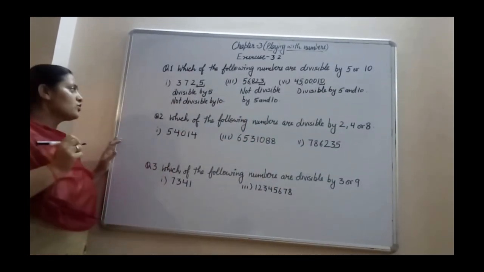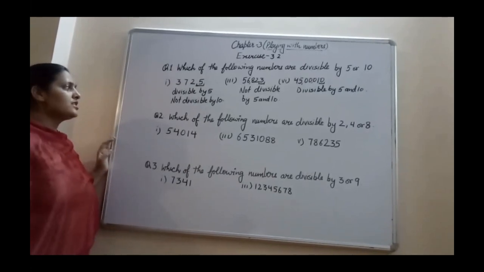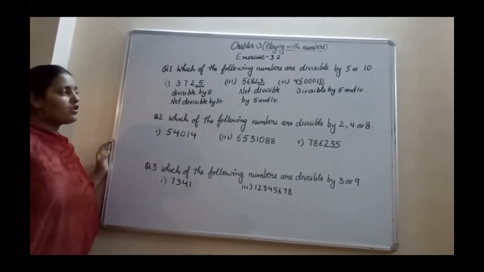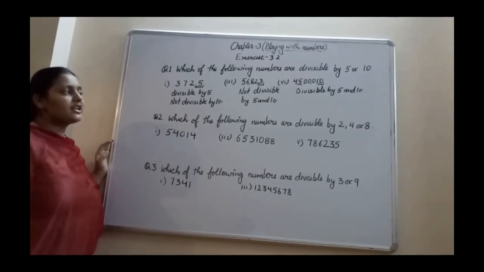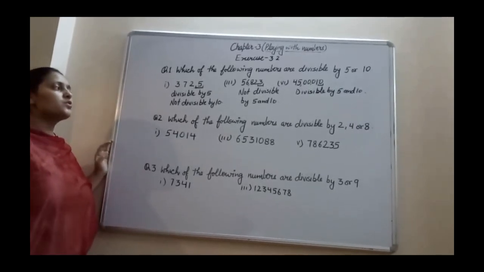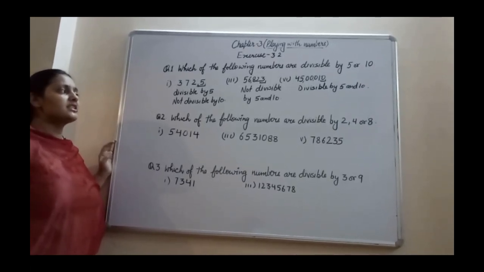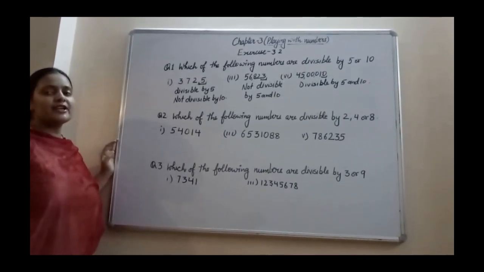Now next move, question number 2. Question number 2 is which of the following numbers are divisible by 2, 4 and 8? So what are the divisibility rules for number 2, 4 and 8? Divisibility rule for number 2 is that the last digit of the given number should be 0, 2, 4, 6 and 8. Then the number is divisible by 2.